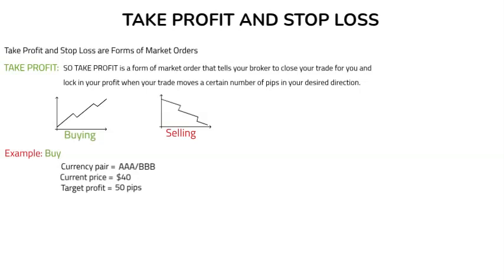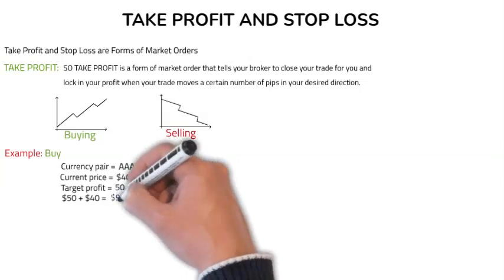Let's say you enter the currency pair, let's call it AAA and BBB, and it's currently at $40. And from your technical or fundamental analysis, you found out that it would soon rise, so you immediately opened your MT4 and clicked on buy. And your target for this trade is just 50 pips. I repeat, you don't want to be greedy. For you to set a target profit at 50 pips, you add it to the price you entered, which was $40. So your take profit would be at $90.